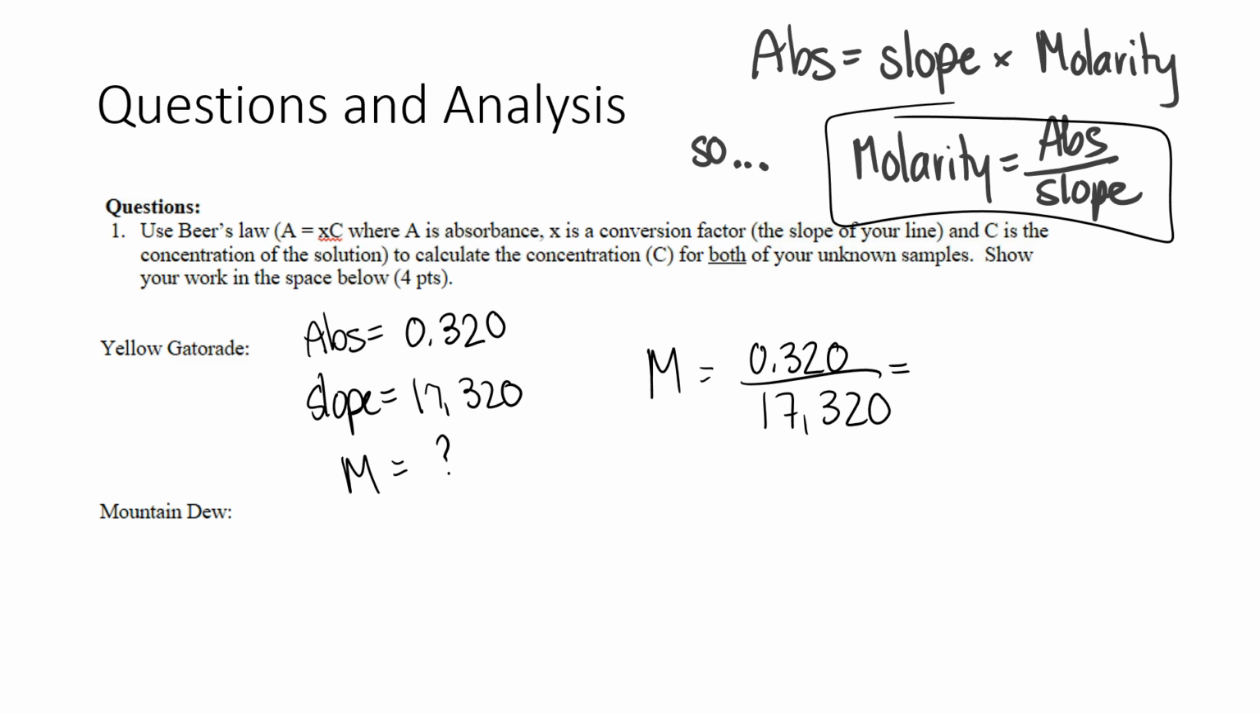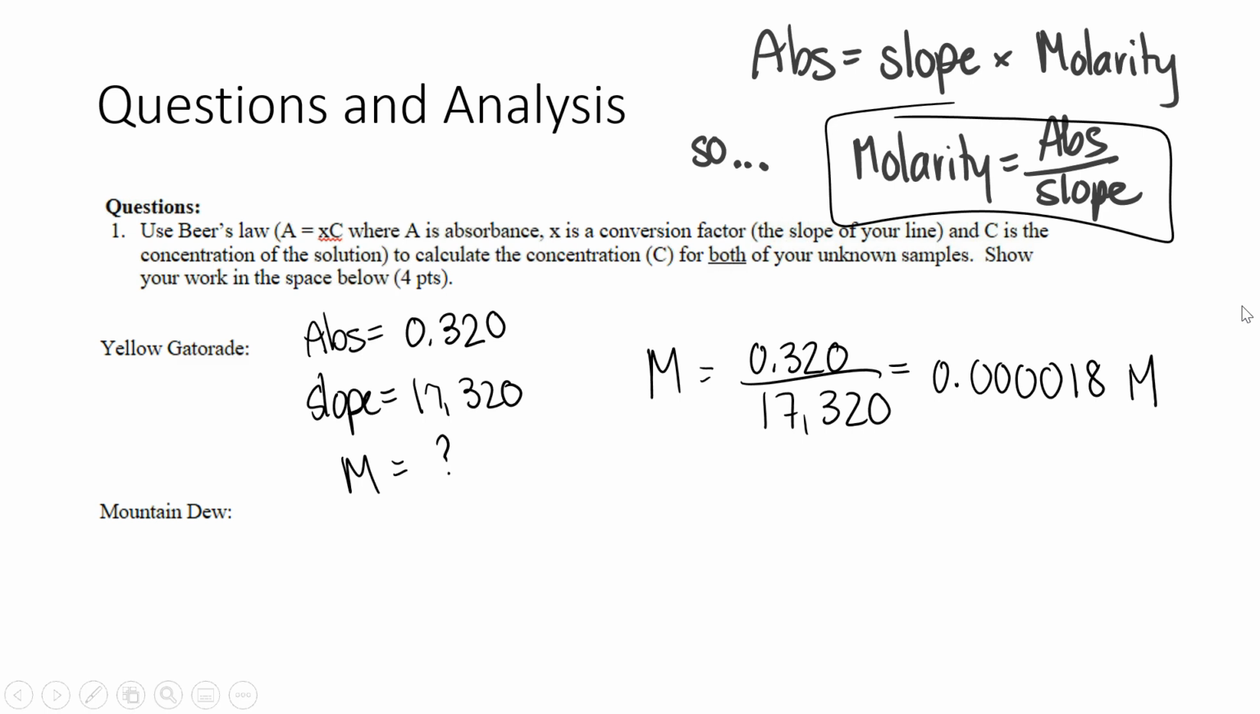So I'm going to do the math real quick. 0.32 divided by 17,320. And I get 0.0000, so 4 zeros, 18. And that is the molarity, which seems reasonable because we know our original solutions had a bunch of zeros there as well. They were pretty dilute. So it makes sense that our Gatorade is also fairly dilute.